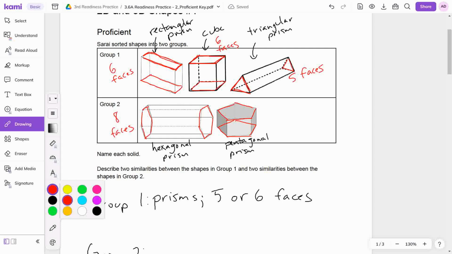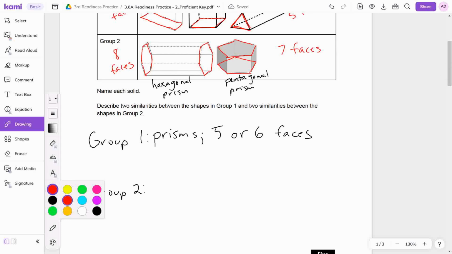And then my pentagonal prism has the 2 pentagon bases, and each pentagon has 5 sides, so there are 5 rectangular faces connecting those 2 bases. 5 plus 2 make 7 faces. So one option for completing this problem would be to be pretty obvious. You can say group 2 is also prisms. You can say they have 7 or 8 faces.